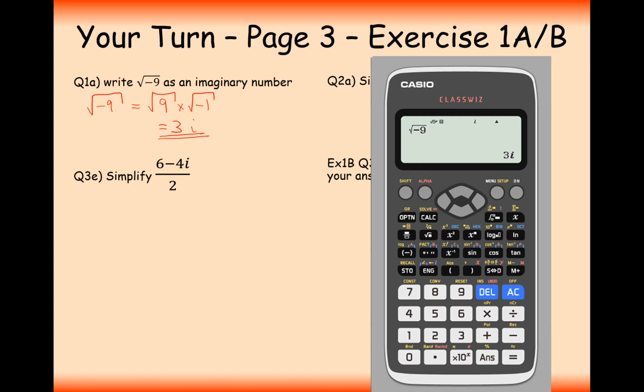Now it's not plus or minus 3i in this case because the square root here is just referring to the positive square root. It's only when you're solving an equation like x squared equals minus 9 that you'd have your positive and negative.